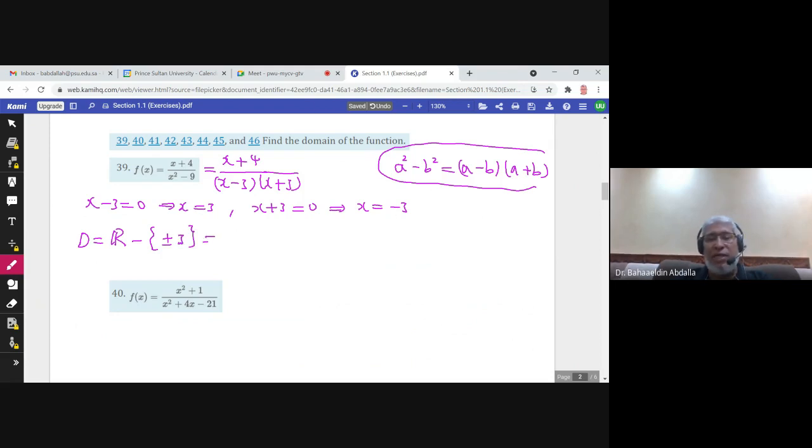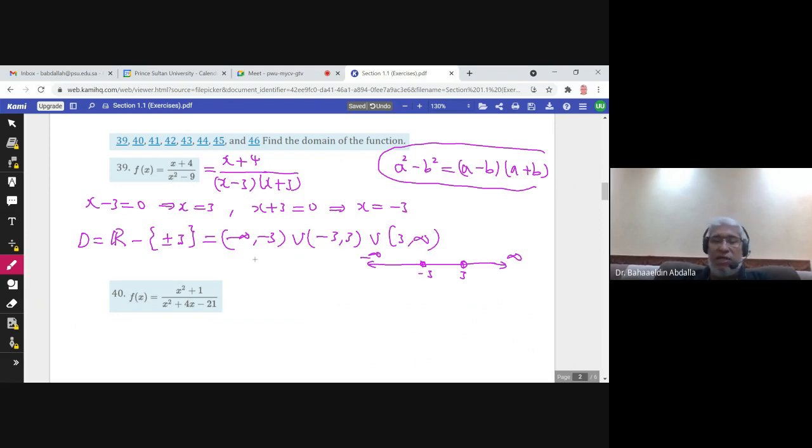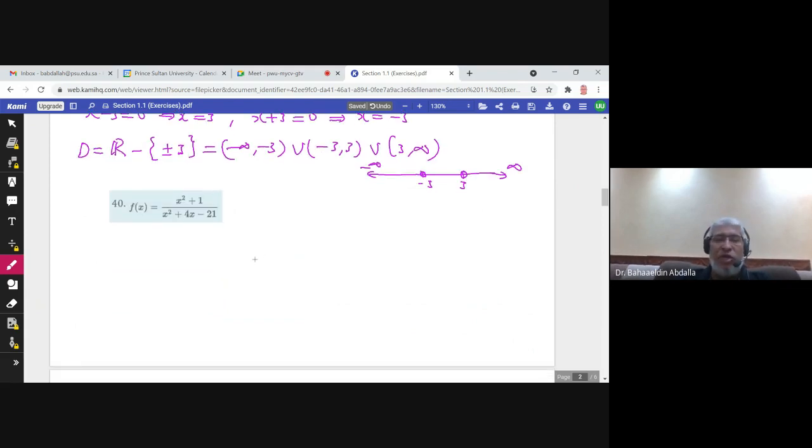I can write this in interval notation. If this is negative 3, I don't need it. If this is 3, I don't need it. And I need all the other real numbers. So I can write it from negative infinity to negative 3, union from negative 3 to 3, union from 3 to infinity. So this is the domain written in interval notation.